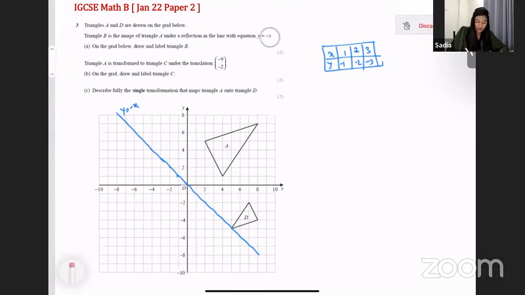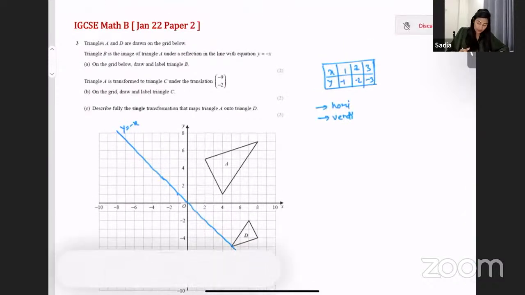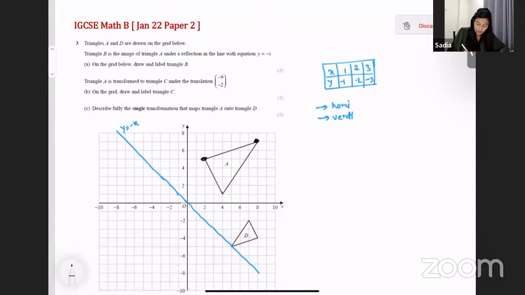Okay, so we need to shift this triangle A along this line of reflection, which is y equals minus x in our case. As we know, since this is an inclined line of reflection, you need to move horizontally and then vertically, right? So I will just count the distance, as we need to draw the image of these 3 points individually.